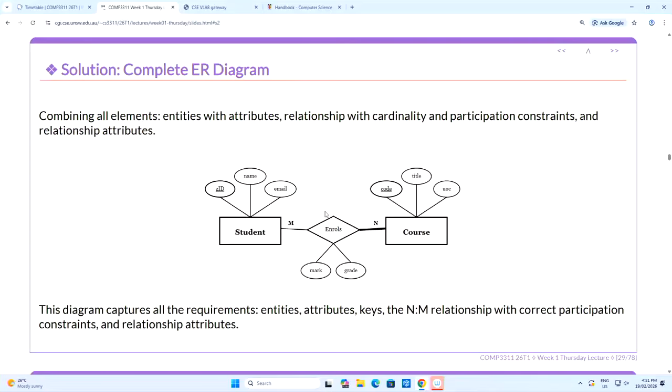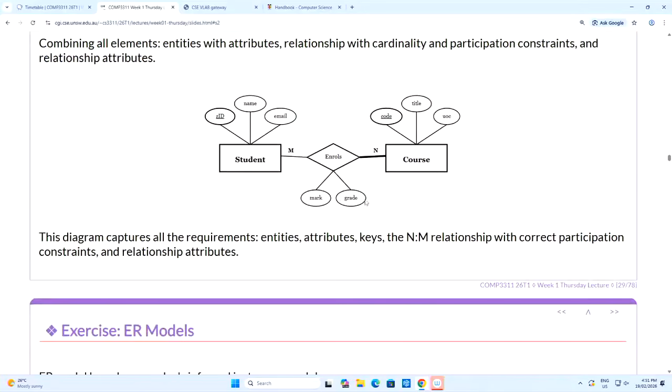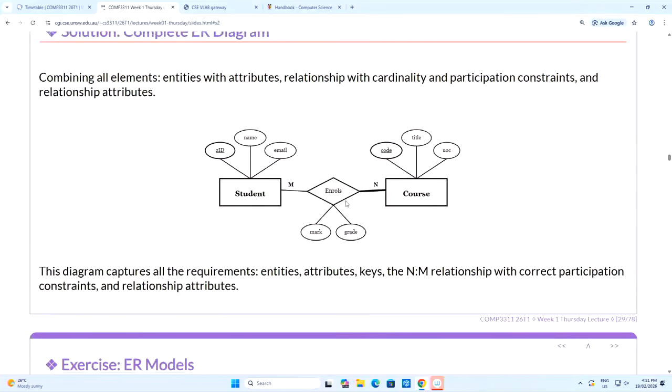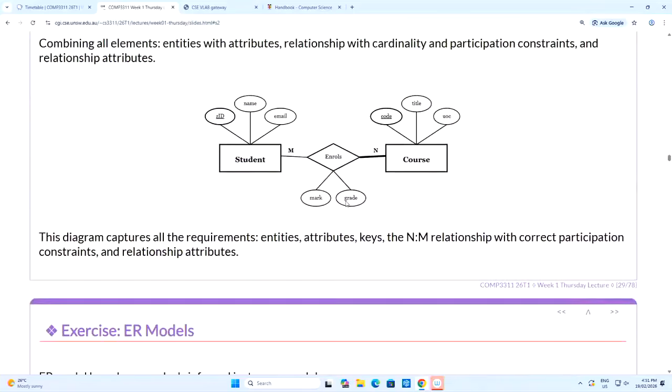Okay, let's take a break for 10 minutes, and then we can come back to more ER models and maybe how to map them to SQL.